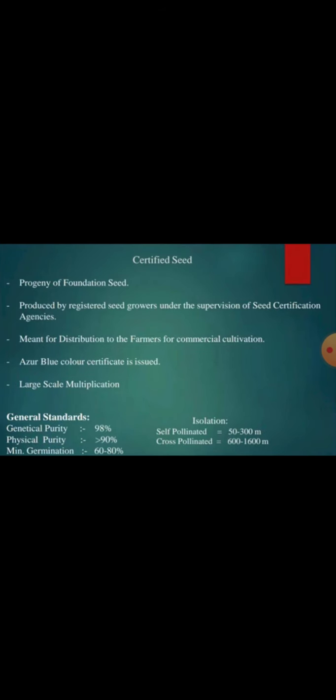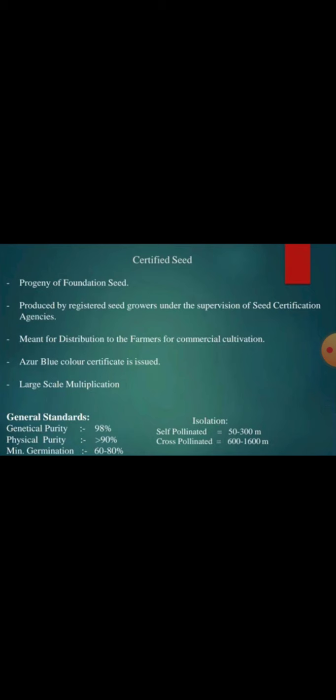Now come to the certified stage, the last class of seeds. It is the progeny of the foundation seed, and it is produced by the farmer, and there are more chances of cross pollination, as the farmers' fields are more likely to be contaminated by the nearest field. So it means certification is essential in this class, and it is done by the state seed certification agencies.